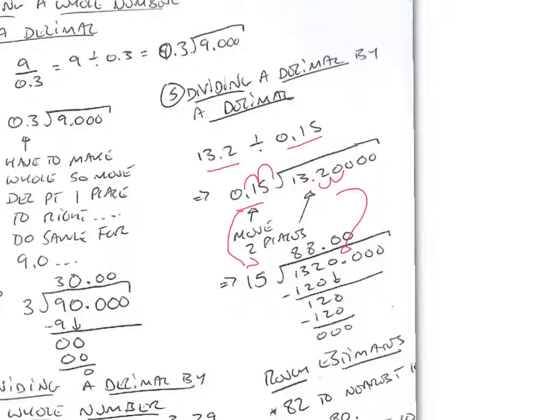And we carry on as follows. So 15 into 13 won't go. 15 into 132 goes 8 times. 8 times 15 is 120. 132 take away 120 is 12. Bring down the 0. So we have 15 into 120. We know that goes 8 times. 8 times 15 is 120. Take away, we get 0. So our answer is 88.00.